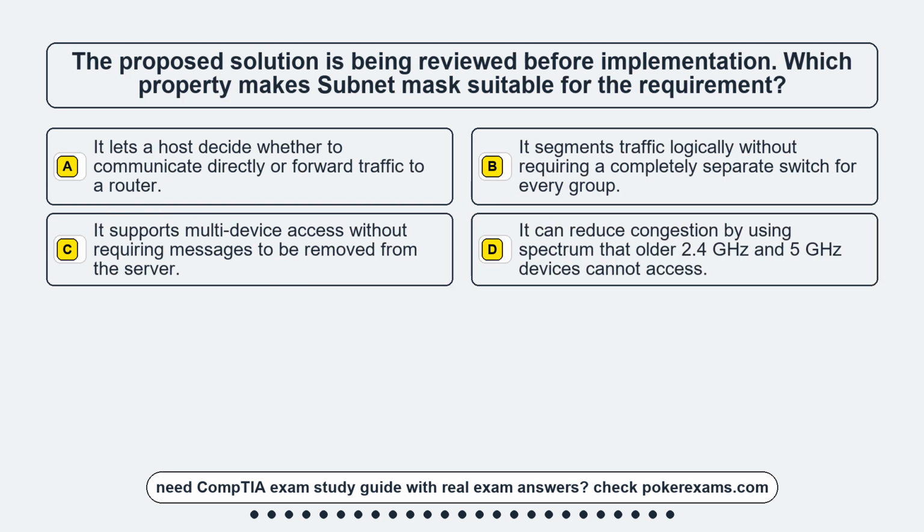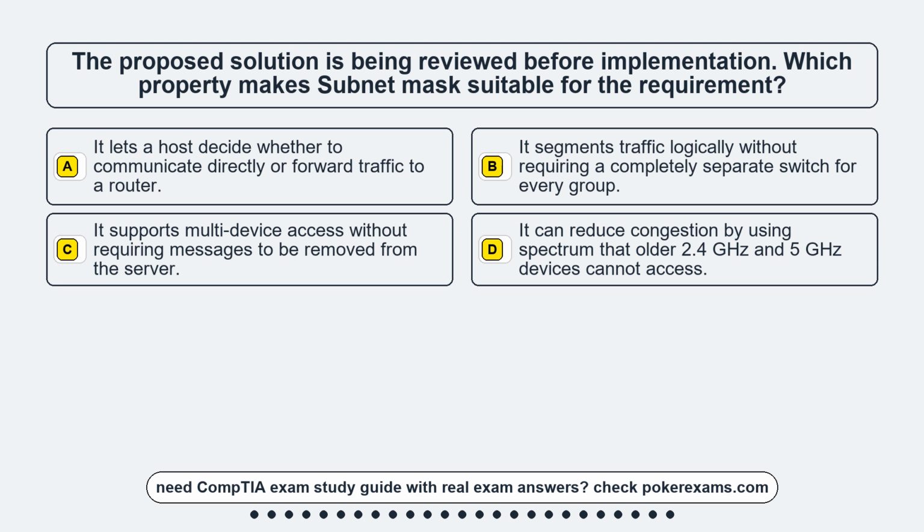Question 21. The proposed solution is being reviewed before implementation. Which property makes subnet mask suitable for the requirement? Option A. It lets a host decide whether to communicate directly or forward traffic to a router. Option B. It segments traffic logically without requiring a completely separate switch for every group.